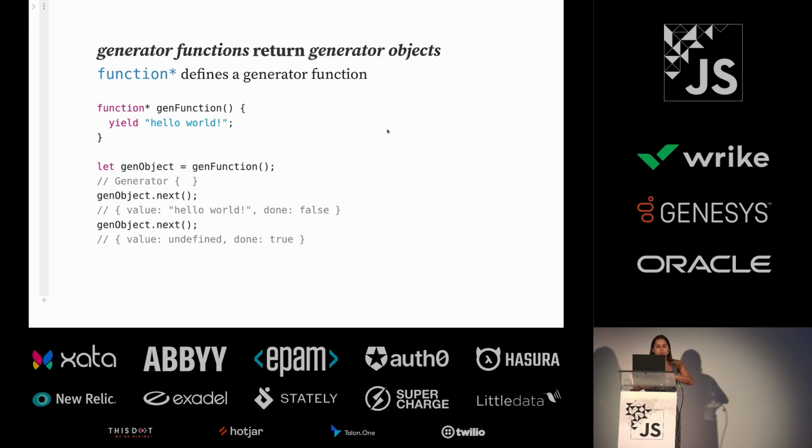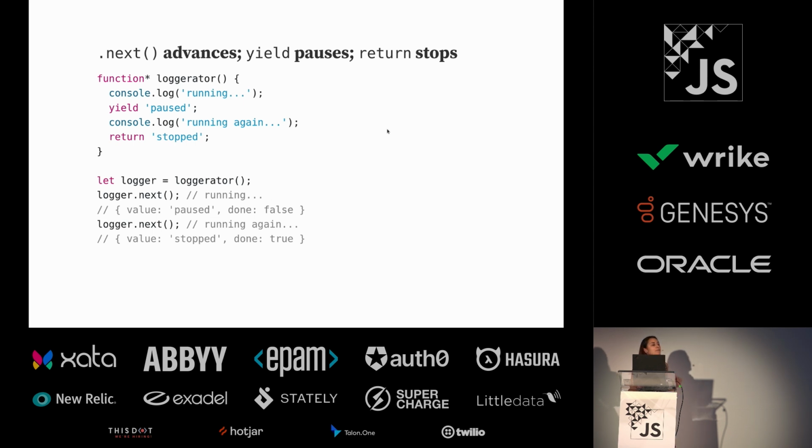Okay, so generator functions return generator objects. And as we just saw, but let's look at a little bit more here, the next method, when I call that, advances through the function body of my generator function until it hits a yield. So here I've got a fun generator function I'm calling logerator, which when I instantiate it, I get a little logger object, a little generator object. When I call next on that, JavaScript starts running the code at the beginning of the function body. So I get console log running, I see running, then it hits the yield, and it pauses. And it returns, or spits out, the value after the yield, in this case paused, as the value of that object returned by the next method.